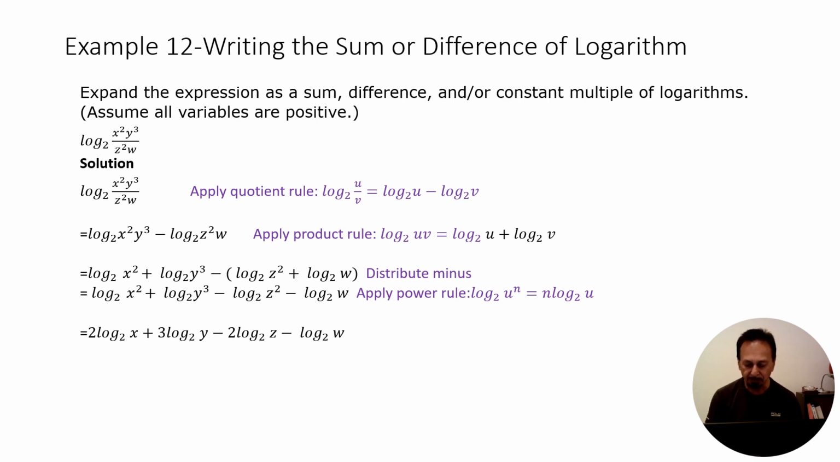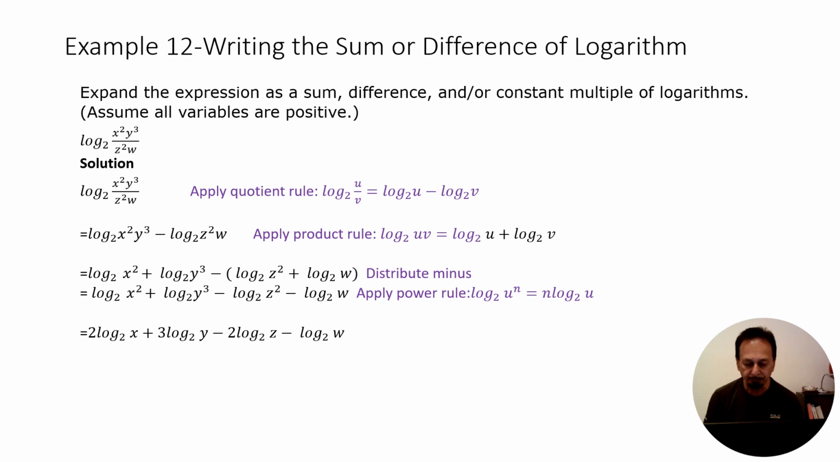Now it's a minus, so I'm going to start with a parenthesis and again apply the product rule. I write log base 2 of z squared, and then plus log of w base 2. Now I'm going to distribute the minus, so it becomes log of x squared base 2 plus log of y cubed base 2, and minus, if I distribute, log of z squared base 2, and minus and plus makes it minus log of w base 2.